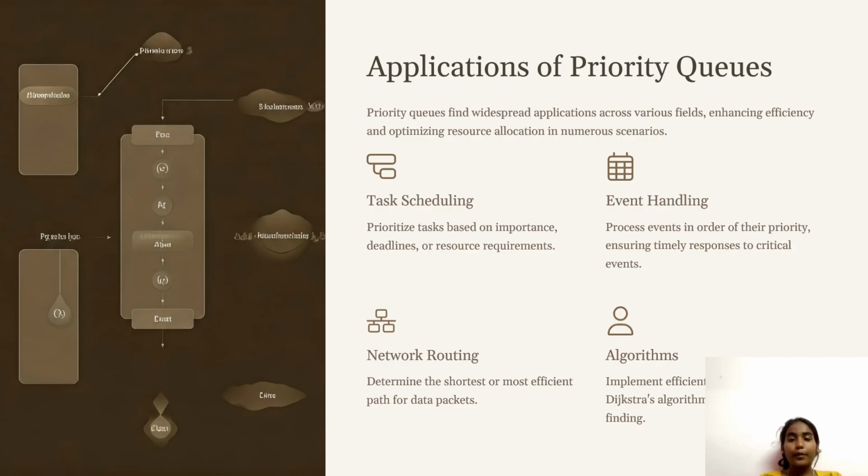Event handling: process events in order of their priority, ensuring timely responses to critical events. Network routing: determine the shortest or most efficient path for data packets. Algorithms: implement efficient algorithms such as Dijkstra's algorithm for shortest path finding.